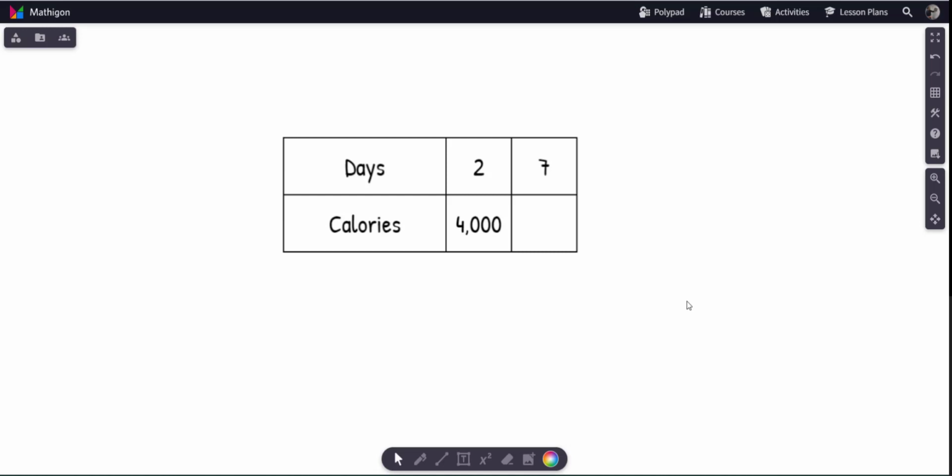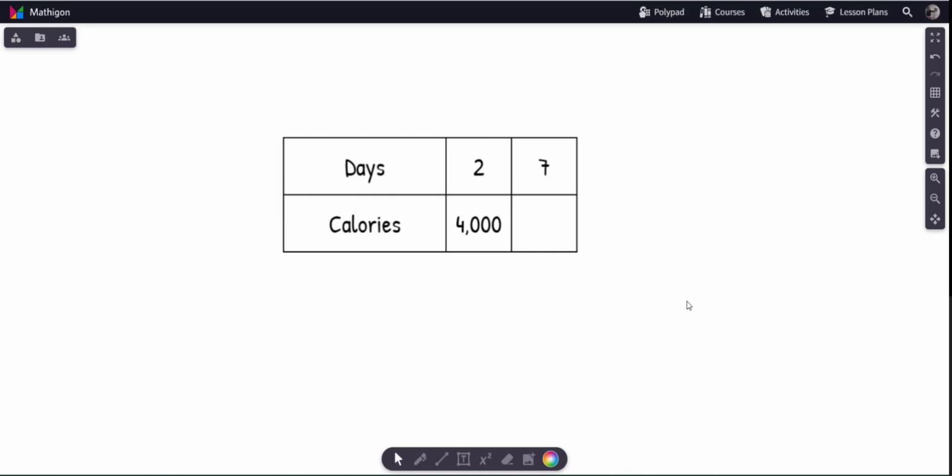In this problem, you were given this information, and if you read this table here, it shows that in 2 days, someone's eating 4,000 calories. And so the question is, in 7 days, how many calories would that person eat? So what's the missing number here? How many calories for 7 days if 2 days is 4,000 calories? And there were a few different ways of finding that number.